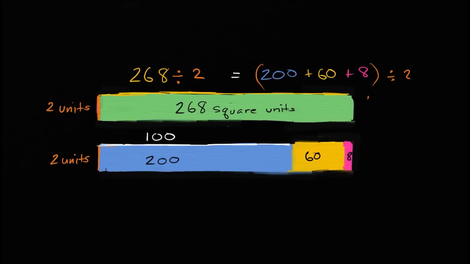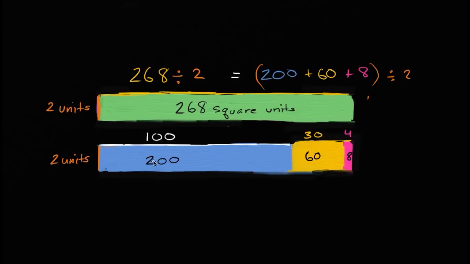What's 60 divided by 2? Well, 60 divided by 2 is going to be 30. So this part of the field is going to be 30 in that direction and 2 in this direction. And once again, not drawn to scale. And then finally, what's this section going to be? It's going to be 8 divided by 2, which is 4.